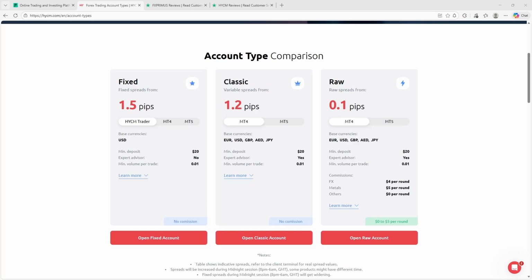The classic account introduces variable spreads at lower starting levels while remaining commission-free, offering a middle ground between predictability and flexibility. For traders seeking tighter pricing, the raw account delivers spreads from near zero with commissions applied per round turn, placing it firmly in the active and professional trading category.